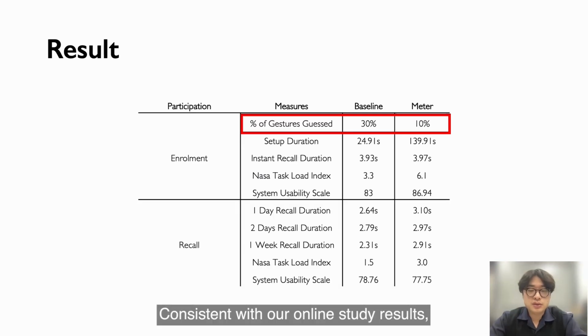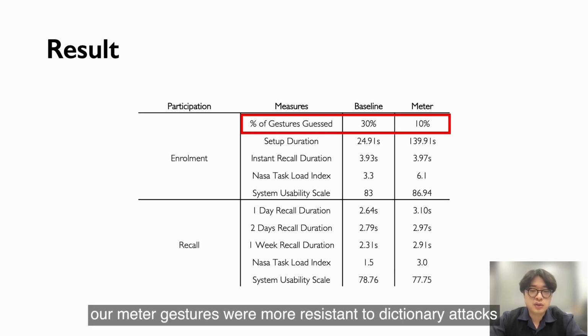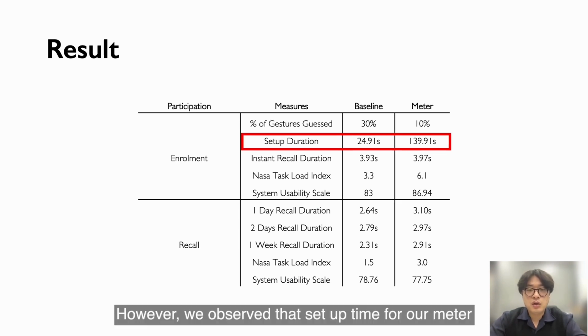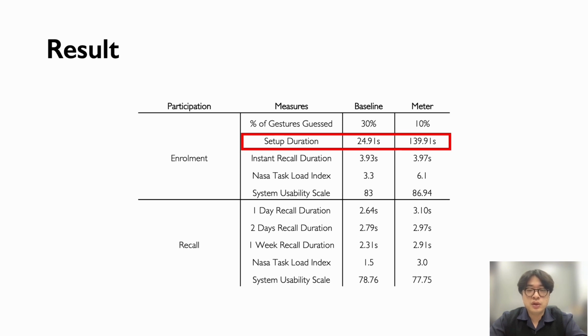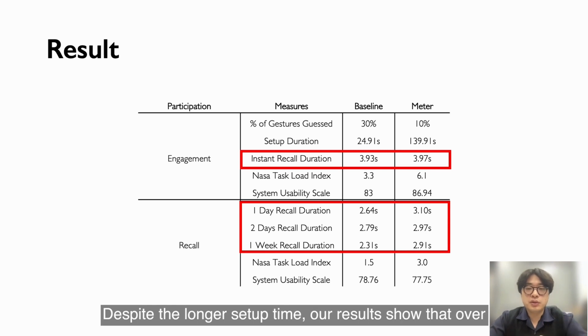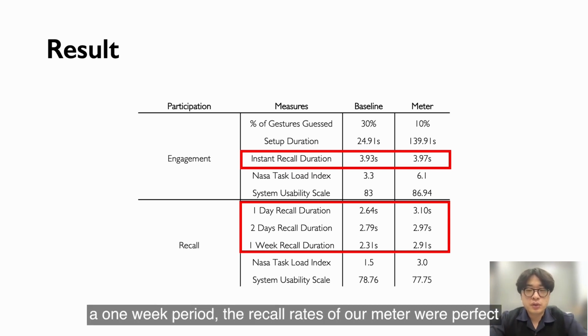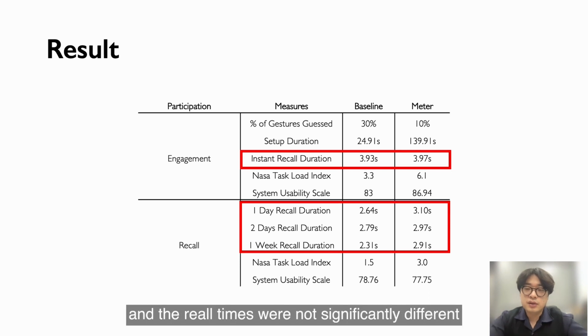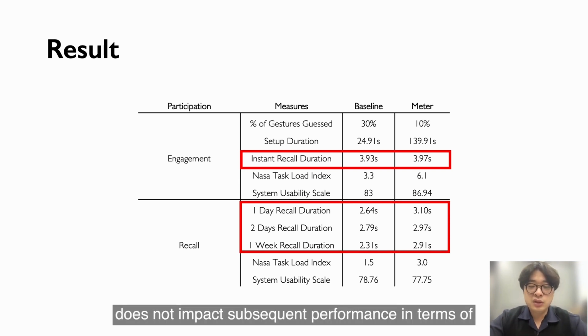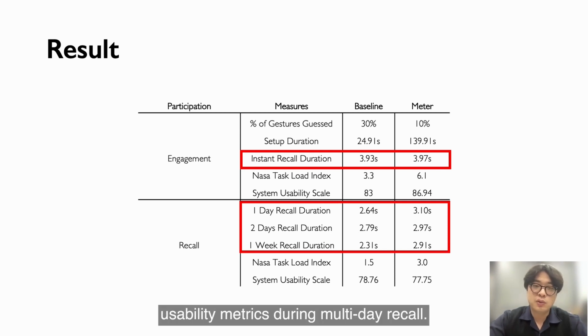Consistent with our online study results, the security analysis of our lab study revealed that our meter gestures were more resistant to dictionary attacks compared to baseline conditions. However, we observed that setup time for our meter was longer during the lab study. Despite the longer setup time, our results show that over a 1 week period, recall rates of our meter were perfect, and recall time was not significantly different from that of the baseline condition. This indicates that engaging with our meter does not impact subsequent performance in terms of usability metrics during multi-day recall.